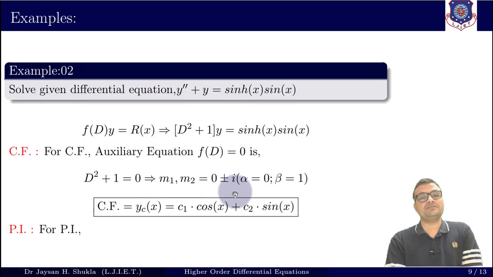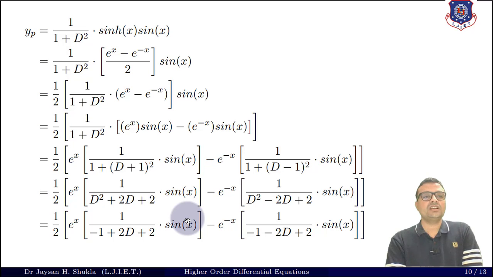So the value of alpha is 0, the value of beta is 1. And therefore, my complementary function is e raised to alpha x in bracket c1 cos beta x plus c2 sin beta x. Alpha is 0, beta is 1. So the answer will be c1 cos x plus c2 sin x. Now let us go for the particular integral. It is 1 upon 1 plus D square, sine hyperbolic x into sin x.